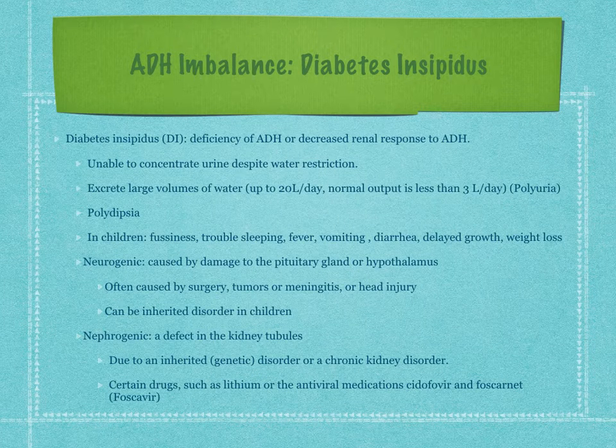So let's look at one of the ADH imbalances. These imbalances are often considered to be endocrine disorders. So don't be surprised if you see these things discussed in your endocrine chapters in your other textbooks. There are two main ADH imbalances, diabetes insipidus and SIADH. These are normally considered to be endocrine disorders, like I said.